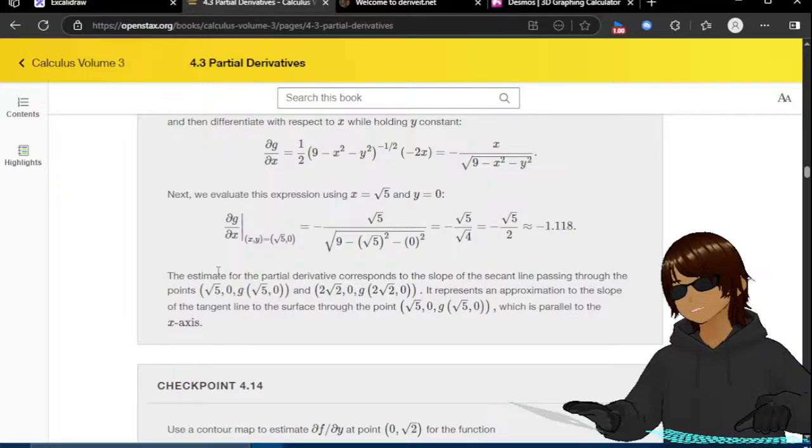The estimate of the partial derivative corresponds to the slope of the secant line passing through the points (root 5, 0, g(root 5, 0)), and represents an approximation to the slope of the tangent line to the surface through the point which is parallel to the x-axis.